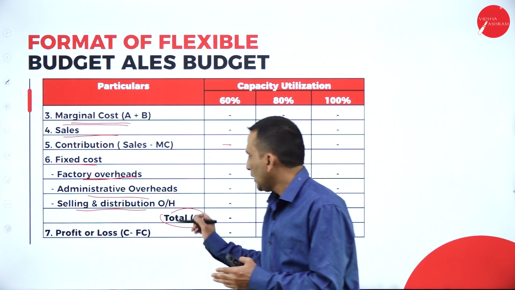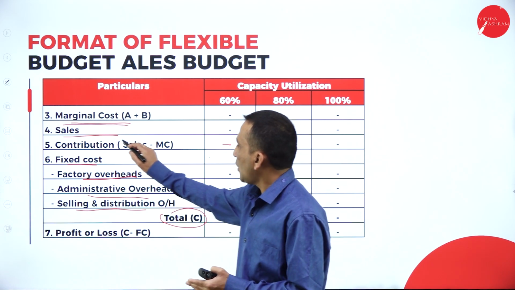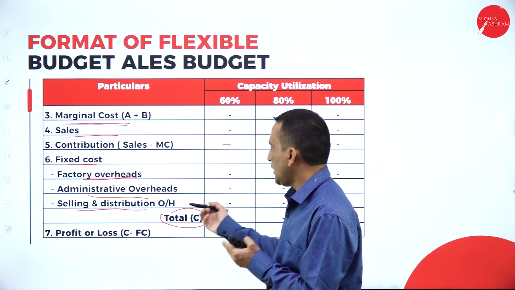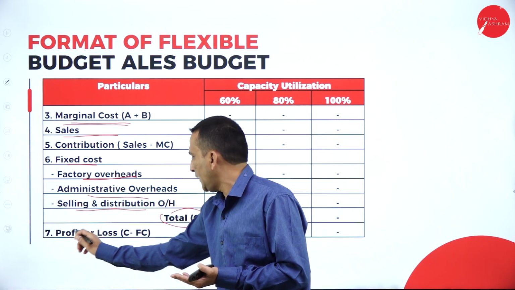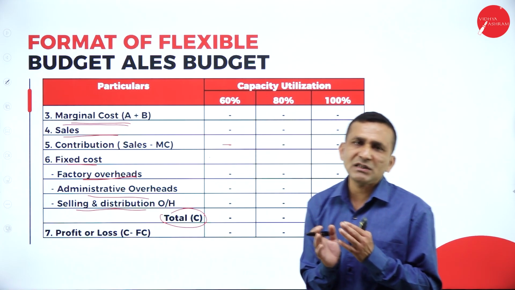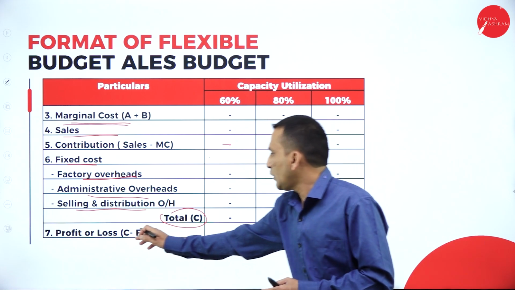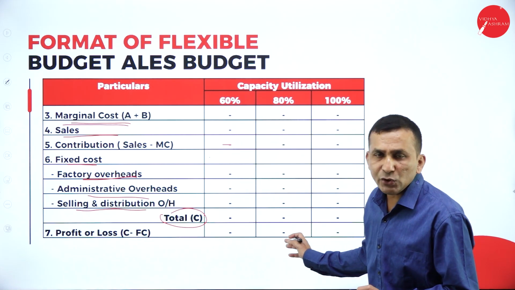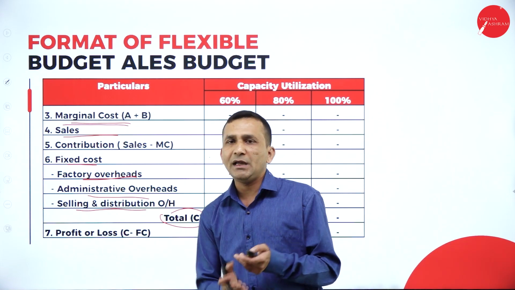So what we are doing: contribution minus fixed cost gives the profit. Otherwise, for finding the profit, it is total cost minus fixed cost. You need to follow the same marginal cost statement format. If you subtract and it is negative, we call it a loss. If it is positive, we are getting a profit.